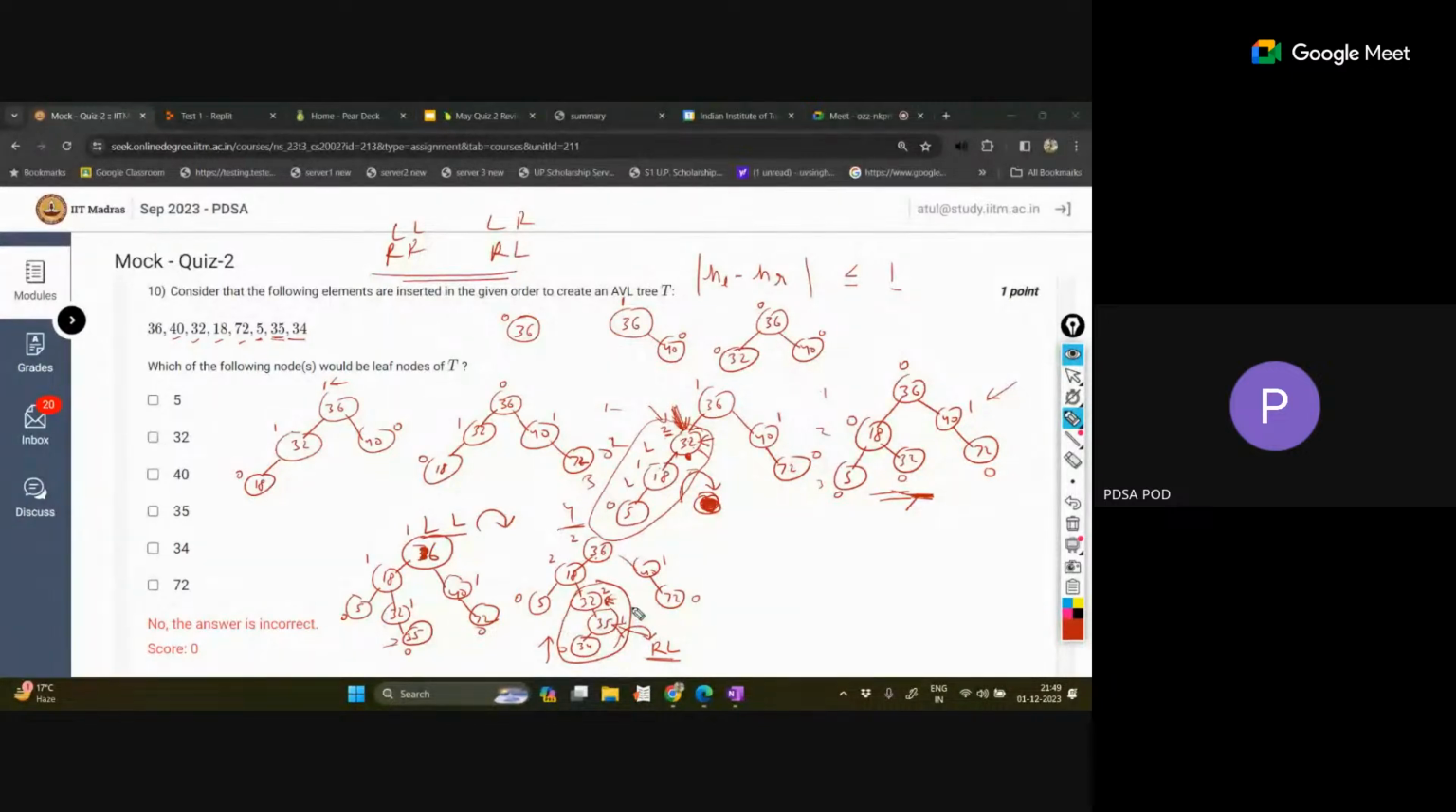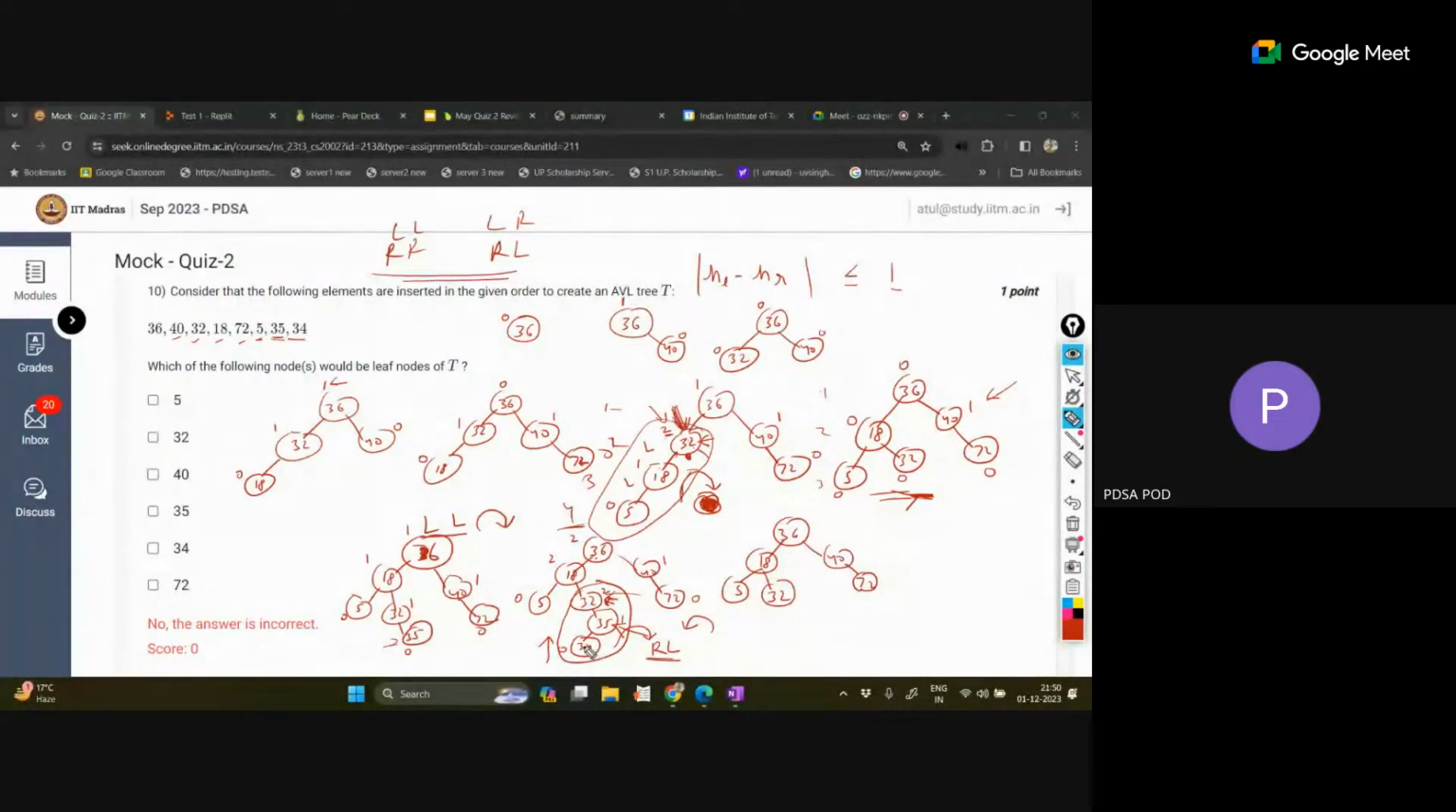After that we will apply the second rotation on the node which has the balance factor more than 1, and that rotation will be applied anti-clockwise. So in this case, after the first rotation we will get this type of tree. So 36, 40, and 72. And on this side 18, 5, and 32, after rotation on the lower part. So we will just rotate this clockwise.